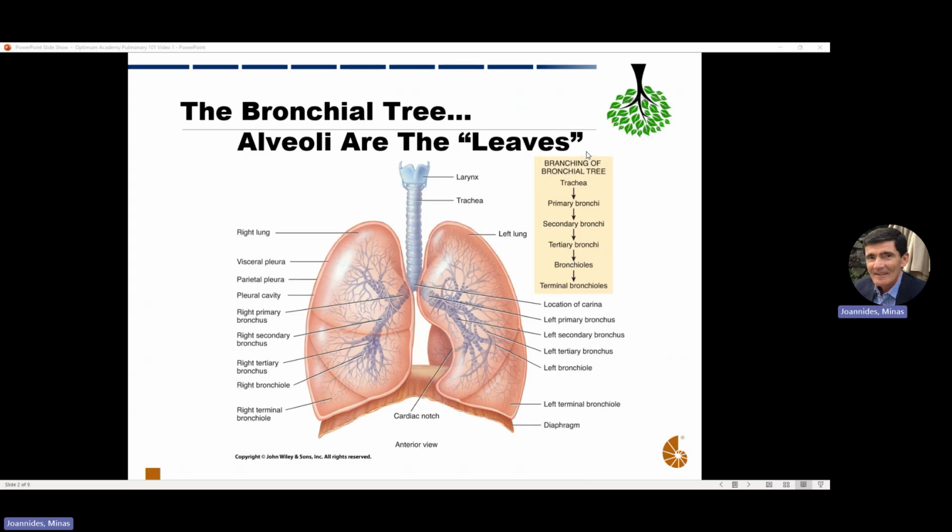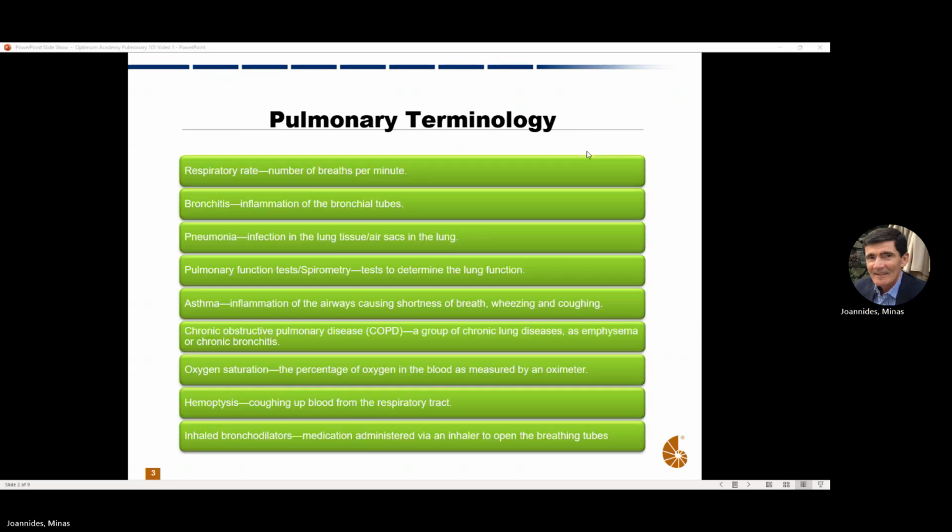So the bronchial tree is kind of like a tree that's turned upside down. So the trunk is at the top, that's the trachea, and then it branches out into the main bronchi, and then the leaves are basically the alveoli in the lungs. And you can see on this slide how the lungs are arranged and how the bronchial tubes get smaller and smaller as they get to the periphery of the lungs where the alveoli are, where the oxygen and carbon dioxide exchange takes place. So we're going to talk about pulmonary terminology.